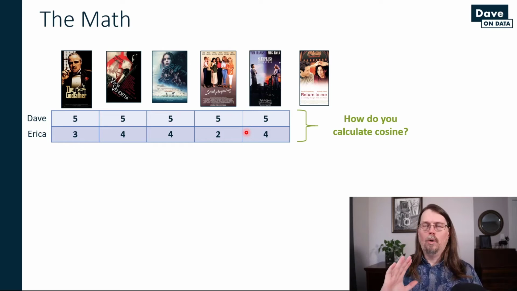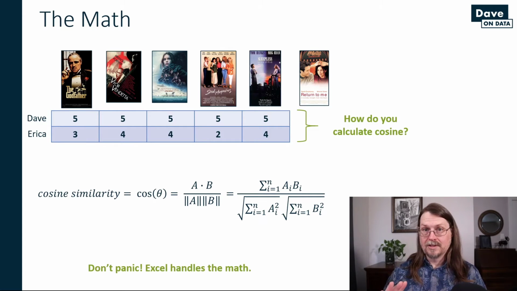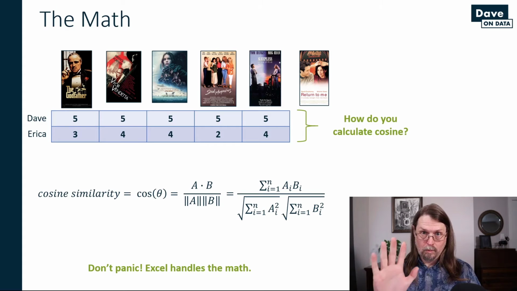Okay, so I'm going to show you the math. Just bear with me, okay? Don't click away. Don't click away. So here's the math for cosine similarity. Cosine similarity is equal to the cosine of theta, and then there's all this junk, and then that boils down to this junk here, okay? All this math stuff. It's cool stuff. I'm not going to go through it in detail because Excel handles most of this for us quite easily. And like I said, don't panic. Excel's going to handle the math, and let me walk you through how that works.